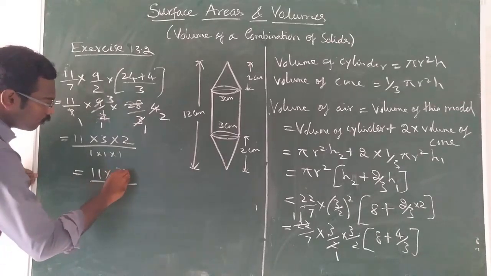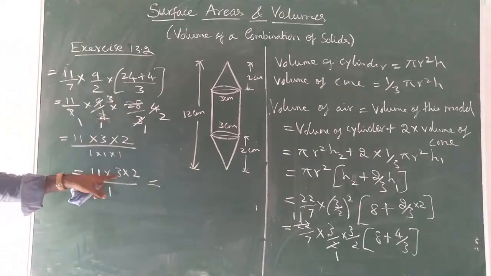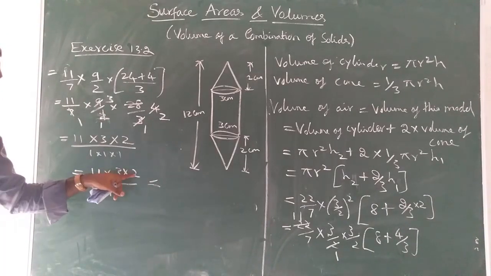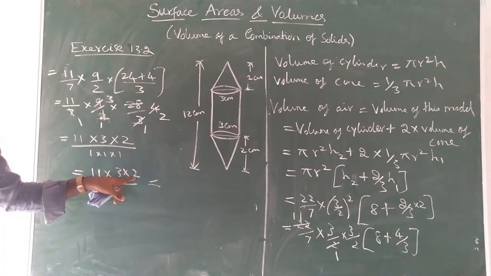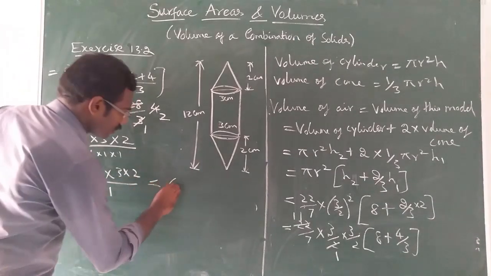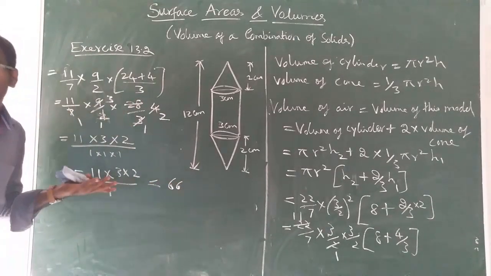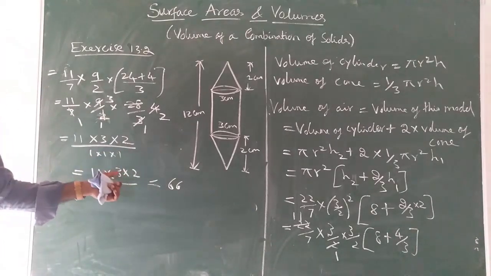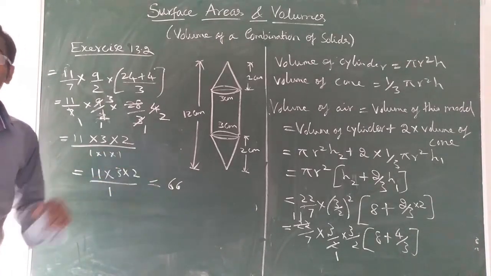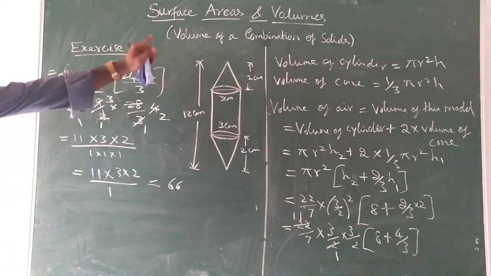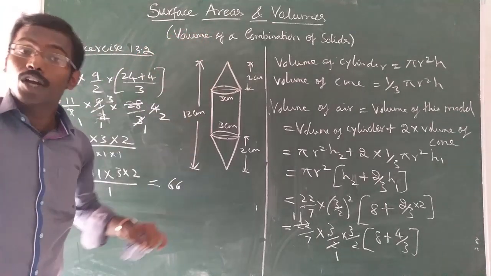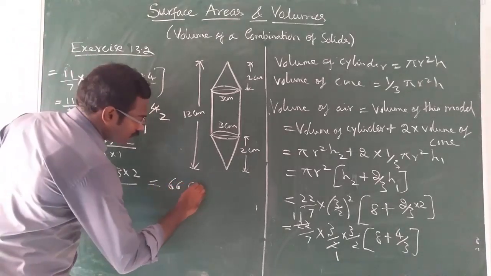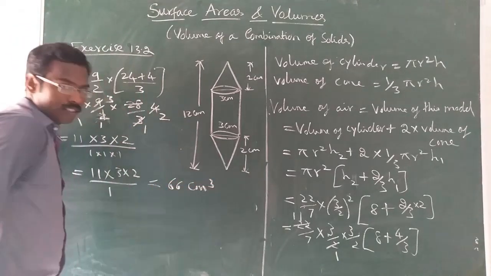Okay. So 3 into 2. That is, 11 3s are how much? 11 3s are 33. 33 into 2 how much? 33 into 2 is 66. 66 divided by 1 we don't need to consider that. Okay, so what is the answer? 11 into 3 is 33, 33 into 2 is 66. This is a volume, therefore cube. Okay, and given it is centimeter, so 66 centimeter cube.